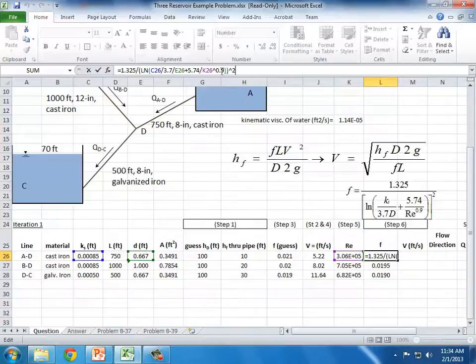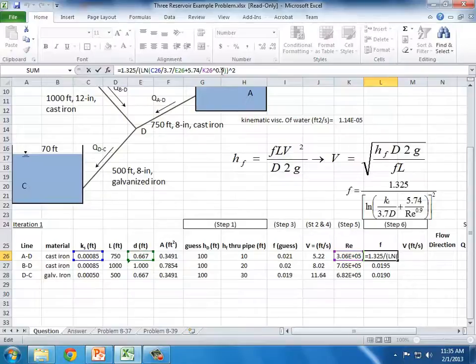Anybody else have questions? All right. Kinematic viscosity, remember, is just, we're going to have Reynolds number is velocity, diameter, divided by kinematic viscosity, and in traditional units, that's 1.138 times 10 to the minus 5 feet squared per second. Okay. That's great.